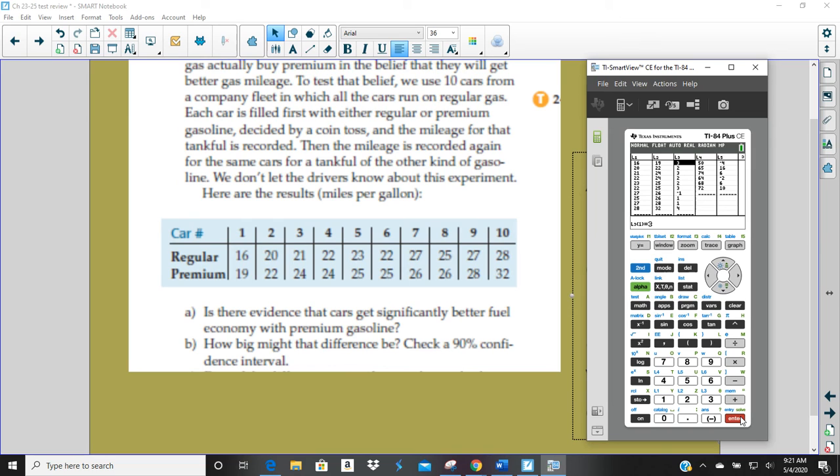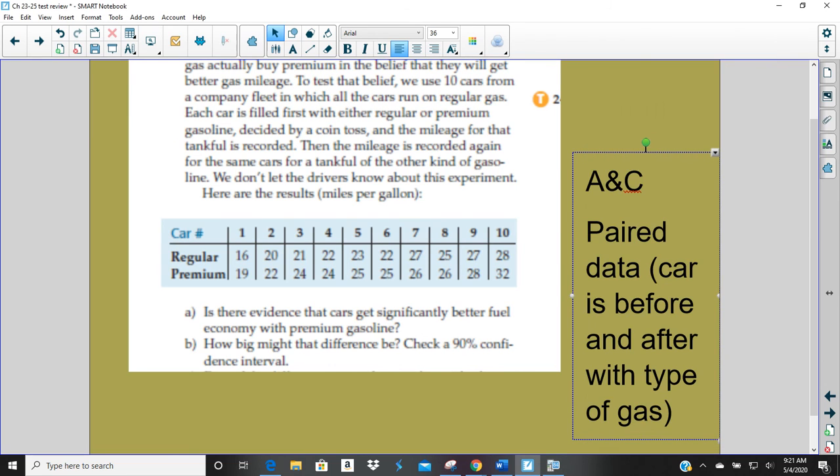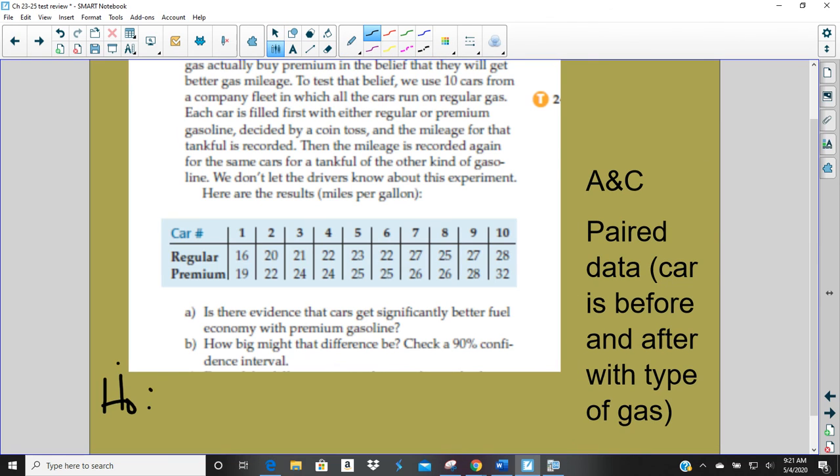A paired t-test is just a t-test, but they're going to do it only on the difference. So what I'm going to do is go to stat, tests, and t-test. The one thing I did not do is a null hypothesis. So let's do the null hypothesis. In this case, mu d, the mu difference, I'm saying that there is no difference. So that's going to be equals 0. And then we're saying, is there a difference?